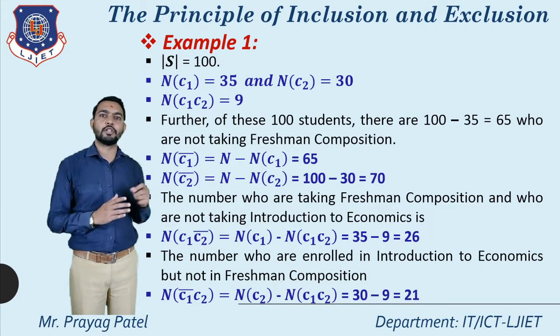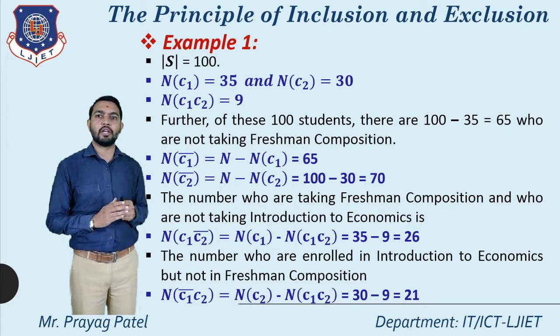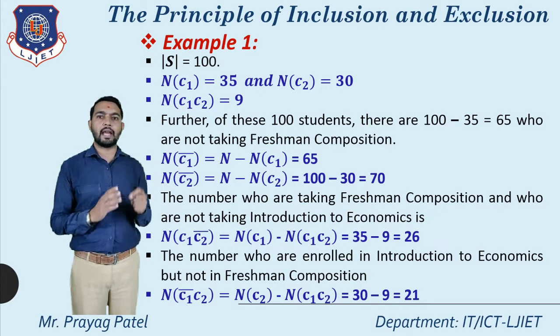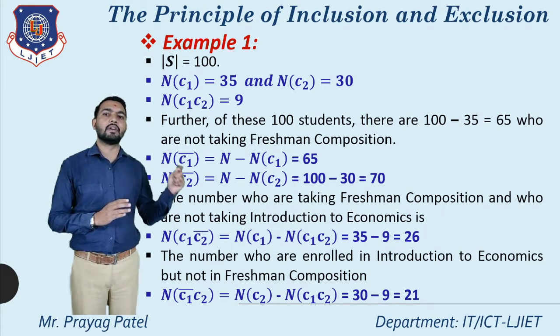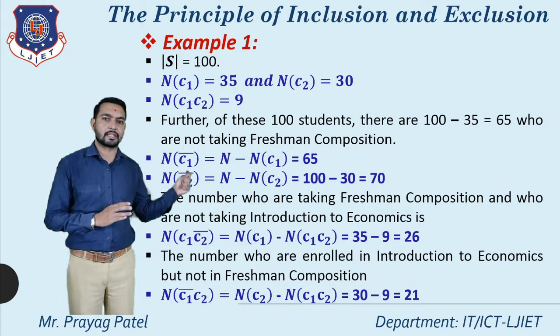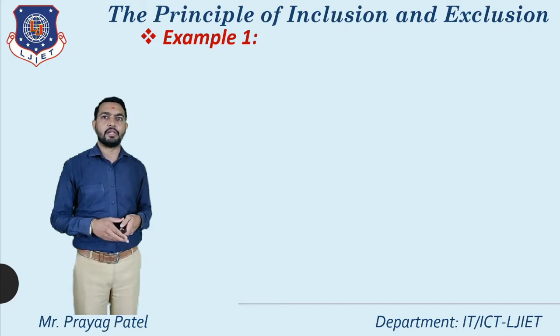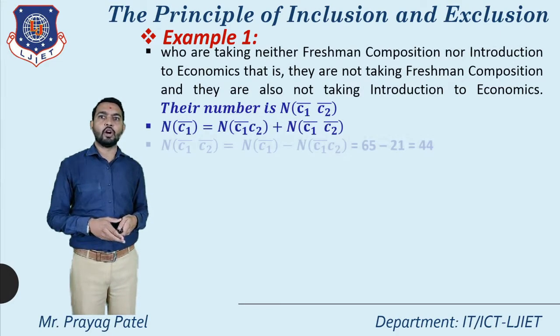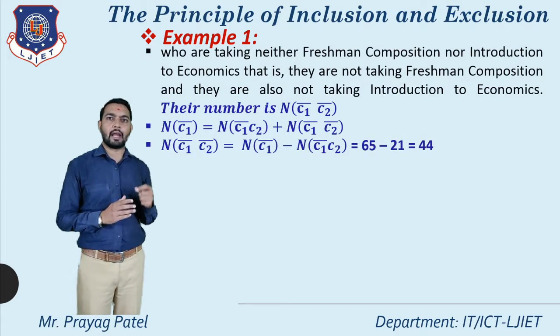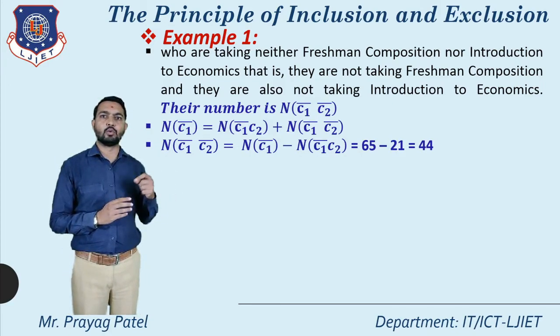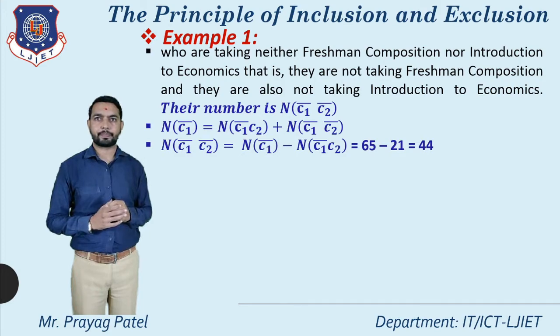Now same way we have to find the NC1 dash C2. That means opposite of the previous one: not enrolled in C1 but enrolled in C2. So the equation is NC2 minus NC1 C2, equal to 30 minus 9 equal to 21. So this is a different value. Now here we already found the values of NC1, NC2, then NC1 dash C2, NC1 C2 dash like this.